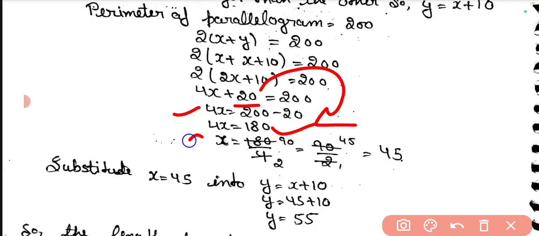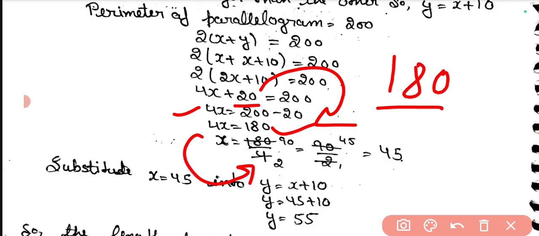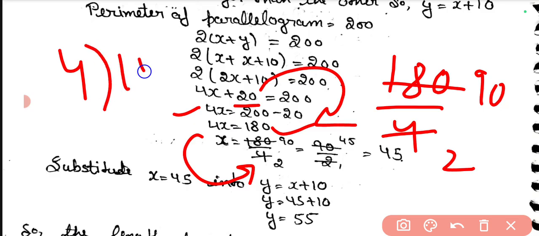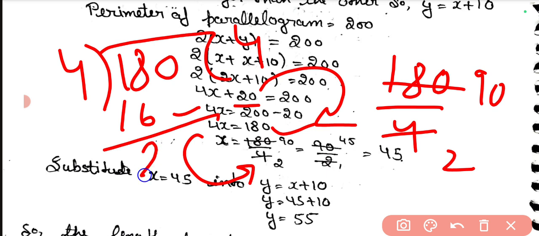Now 4 is multiplied here, so divide. Now 180 by 4. 2 twos are 4, 2 nines are 18, 80. You can do it like this, otherwise you can do 4 divide by 180. Okay. So 4 fours are 16. This is 20.